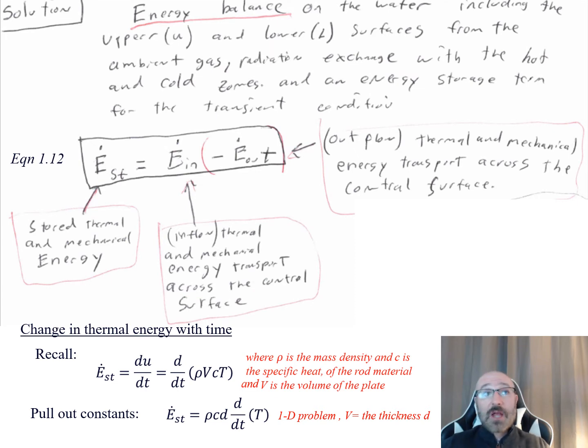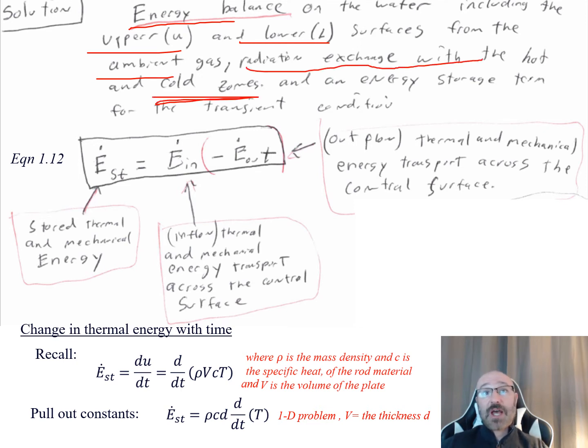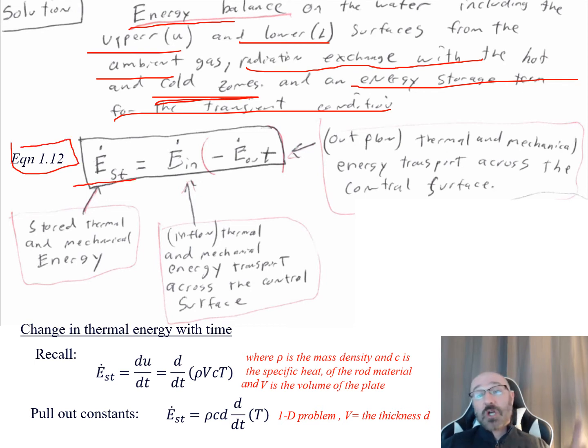As we continue on with our solution, we want to take a look at an energy balance on the wafer, including the upper U and lower L surfaces from the ambient gas, radiation exchange with the hot and cold zones. Remember, it's a two-zone furnace, it has the hot and the cold zone, and an energy storage term for the transient conditions. So now we can rewrite this as equation 1.12 in our textbook, where we have E dot ST, which is our stored thermal and mechanical energy. This is equal to our E dot in, which is the inflow, thermal and mechanical energy transport across the control surface, minus our outflow, E dot out, which is thermal and mechanical energy transport across the control surface.